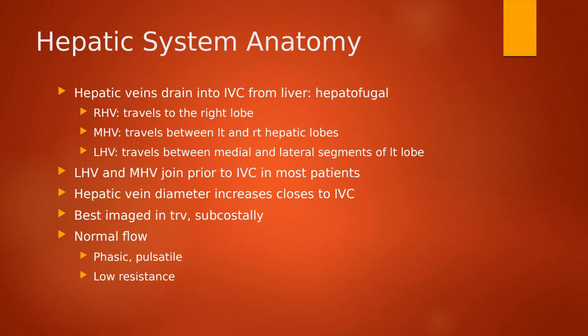The hepatic vein diameter is going to increase, of course, as it gets closer to the IVC. It's best visualized when we're doing a transverse subcostal approach of that right lobe, going all the way up towards the top of that liver. Normal flow is going to be phasic and slightly pulsatile. It's also going to be low resistance. So a little refresher with our hepatic system here.